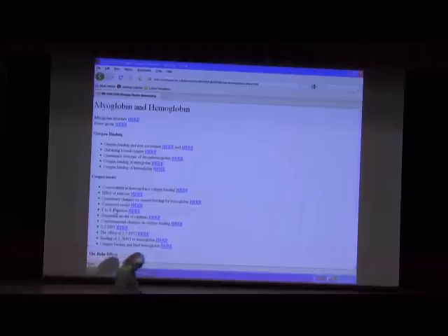I contrasted hemoglobin with myoglobin earlier. I said myoglobin is a protein that's very good at storing oxygen. We'll see why that's the case in just a little bit. Okay? So hemoglobin is great at carrying oxygen. Myoglobin is great at storing oxygen. They're actually related. You notice they both have the word globin in them. Myoglobin, hemoglobin.